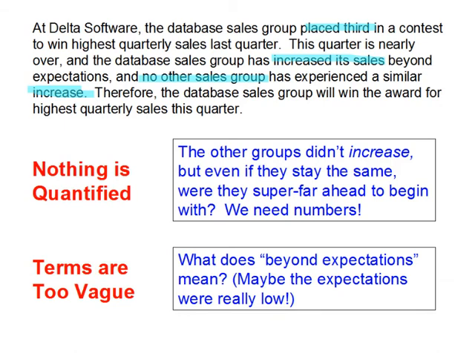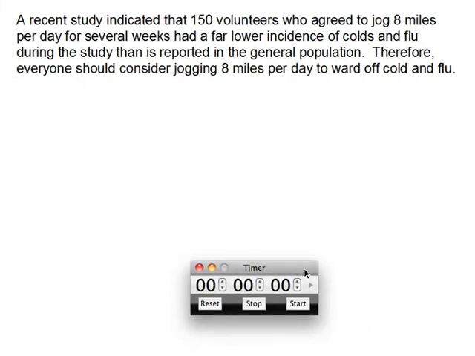So we need some quantification here if we're actually going to be able to make these predictions valid. Also, what is beyond expectations? Maybe the expectations were super low. Maybe they expected the group to go down and they went up 1 point. This is not overwhelming evidence that they're actually going to win the award this year. All right, a minute 15 to look at this one.